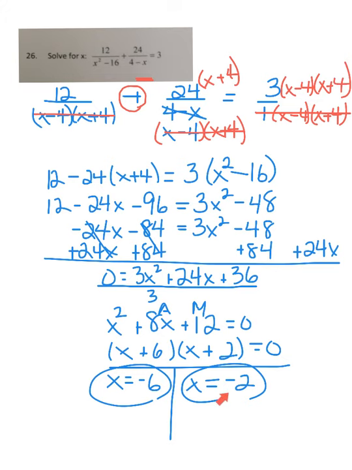Let's check x equals negative 2. Negative 2, if I square it, is 4, and 4 minus 16 isn't 0, so we're good. And lastly, 4 minus, again, I'm putting in a negative 2 here, so 4 minus negative 2, well, that's not 0 either.